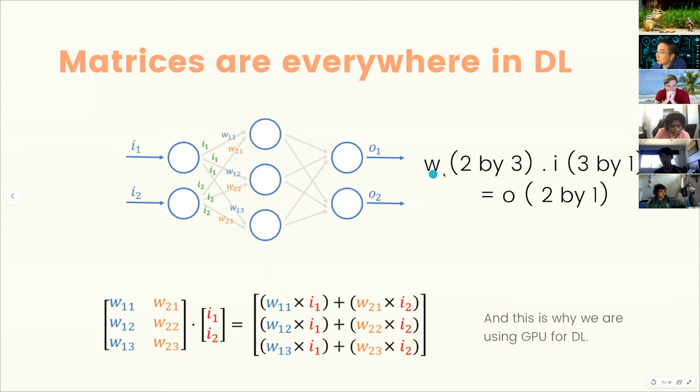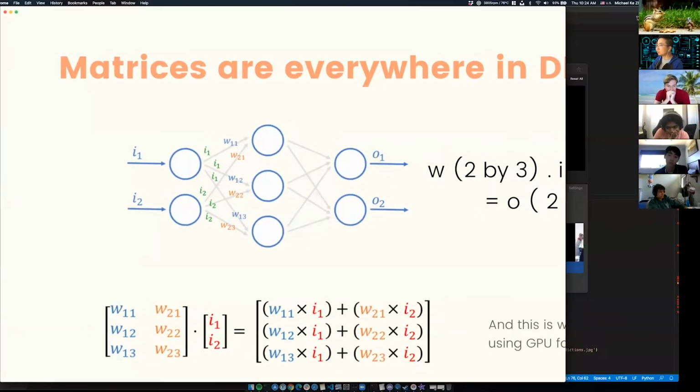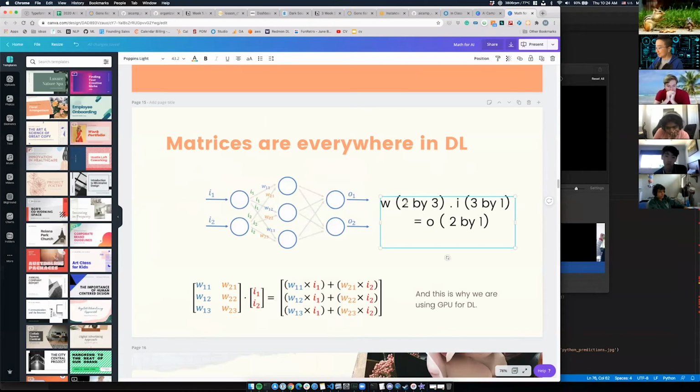When you look at W, which is the weights, it is 2 by 3. 2 input neurons to 3 output neurons, 2 by 3. Input, okay. I got something wrong here, right? So it's 3 by 2. This is 3 by 2, and this is 2 by 1. And that's why it's 3 by 1.